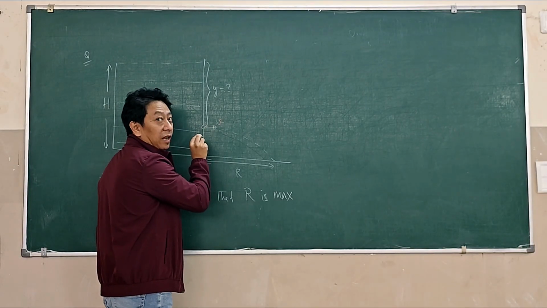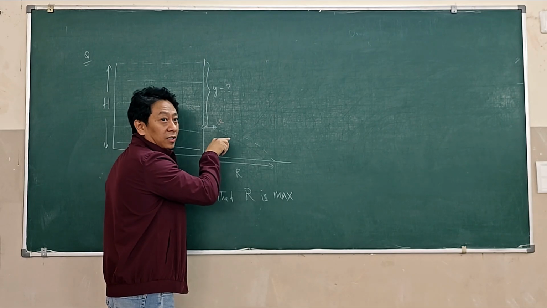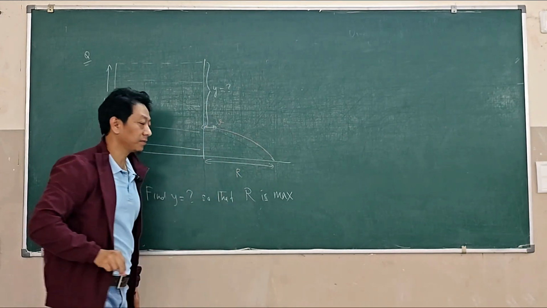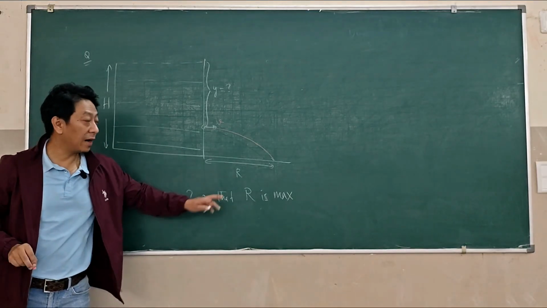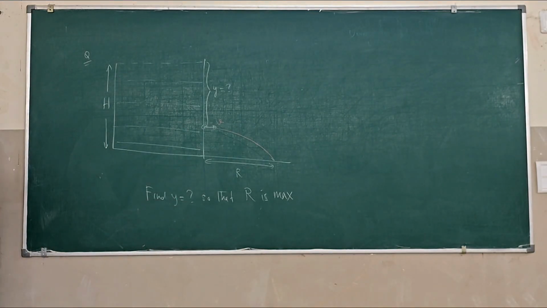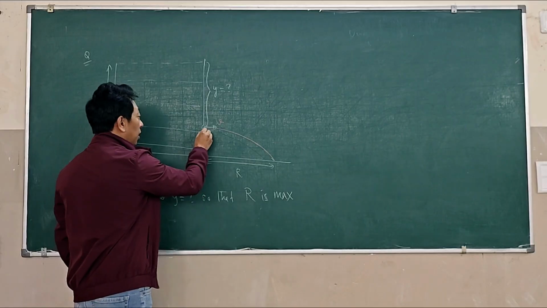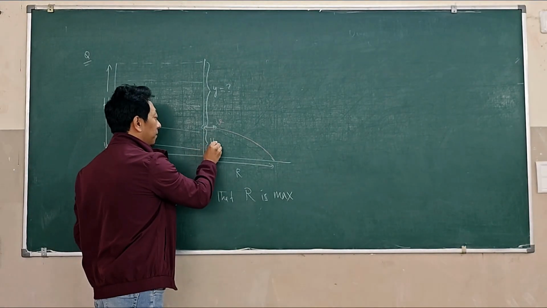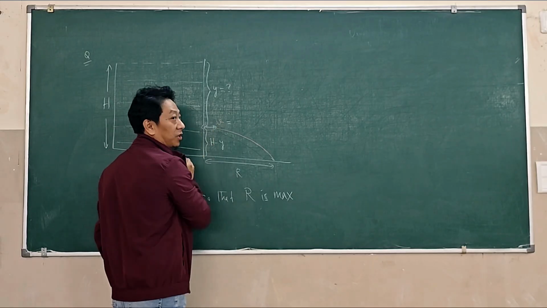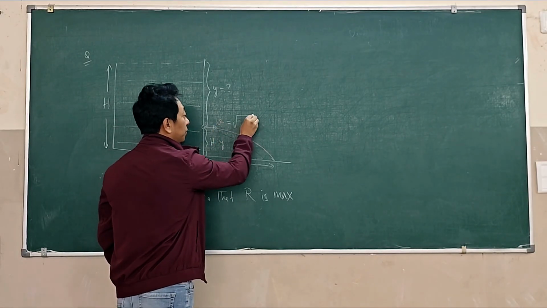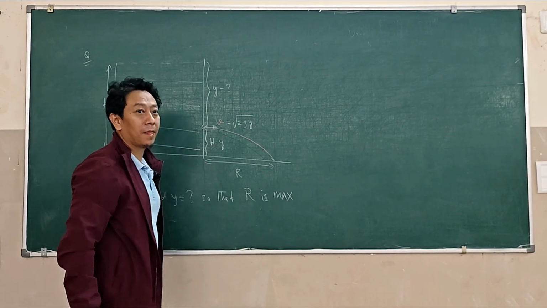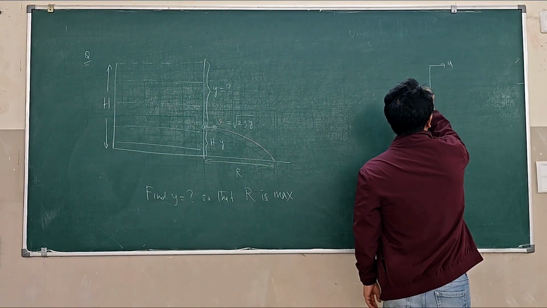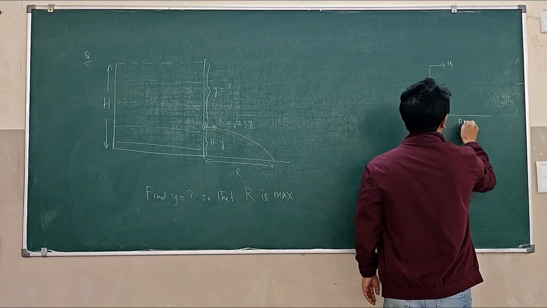It is like what projectile now? Once it comes out, it is like a horizontal projectile. So it will reach the ground like this. We want this r to be max. So let us write the formula for this r. Before that, tell me what will be this height? H minus y. And what is this v from Torricelli's law? Under root 2gy.